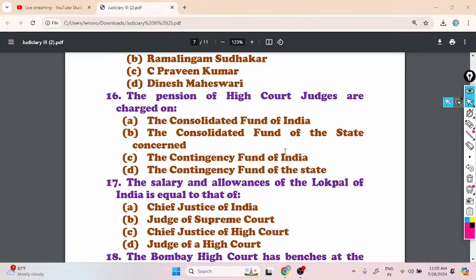Question number 16. The pension of High Court judges are charged upon. The salaries and allowances and pension of the High Court judges are non-votable in nature. Non-votable means the legislature cannot reduce the salary, allowances and pension of the High Court judges. They are not subject to vote in the legislature, whether in parliament or the state legislature.